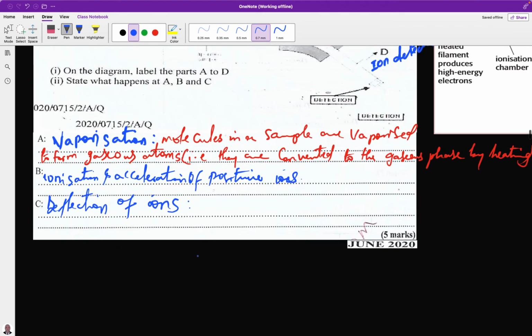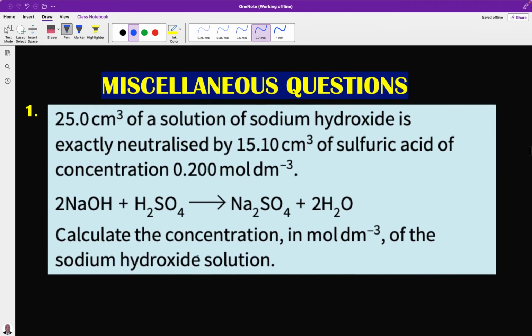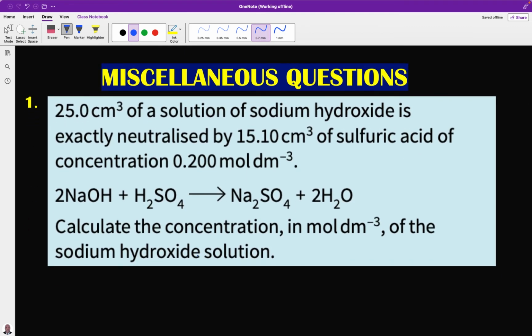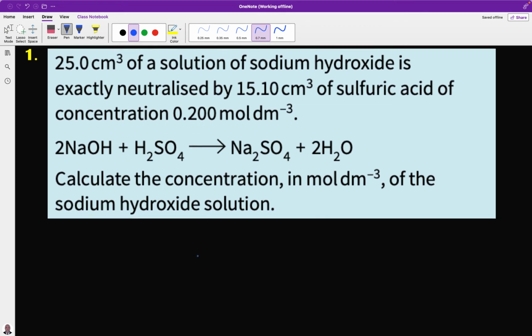So that was 2020. It takes us to miscellaneous questions, which we are going to treat. The miscellaneous questions will be on titration. Miscellaneous question number 1 says 25 cm cube of a solution of sodium hydroxide is exactly neutralized by 15.10 cm cube of sulfuric acid of concentration 0.2 mole per dm cube. The equation has been given. Calculate the concentration in mole per dm cube of sodium hydroxide.